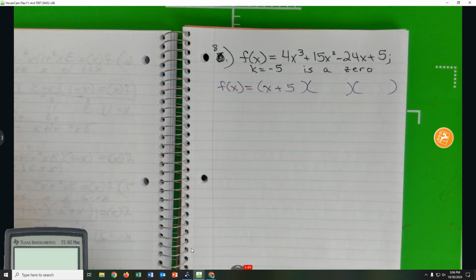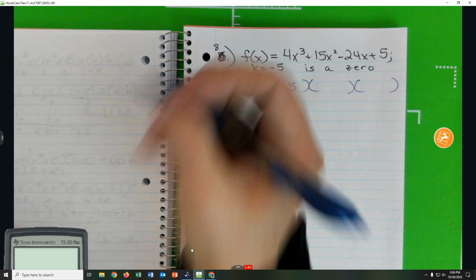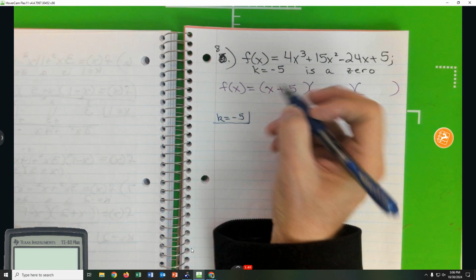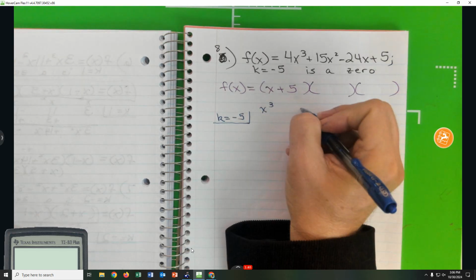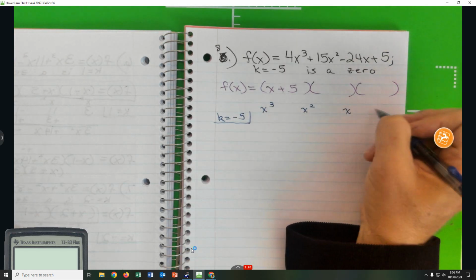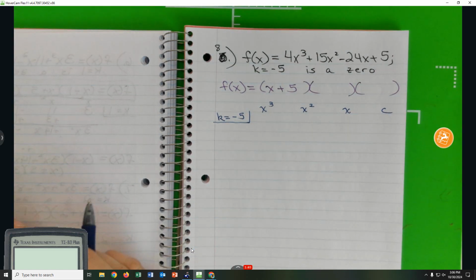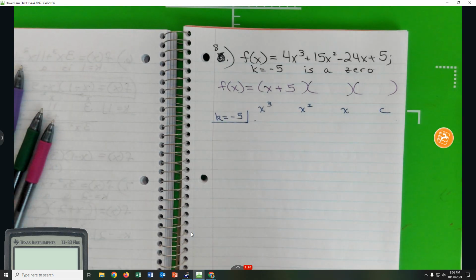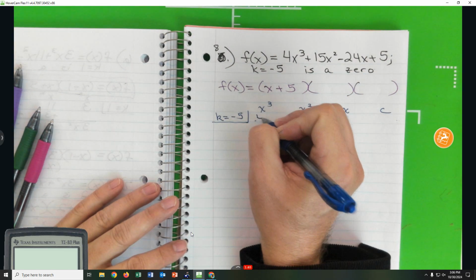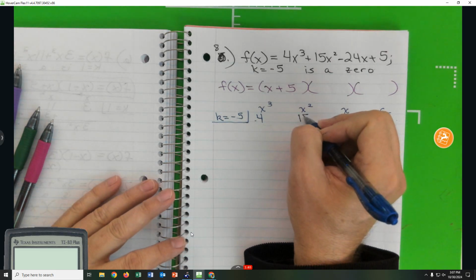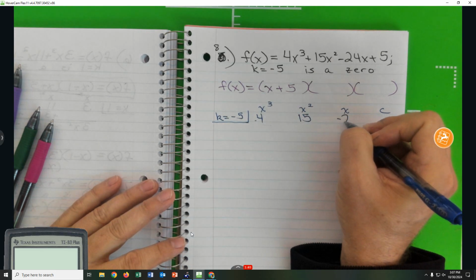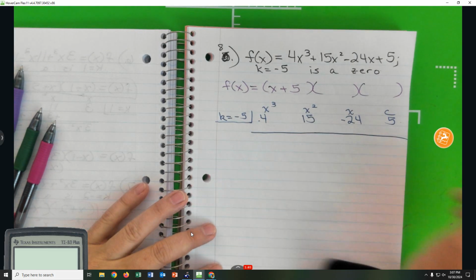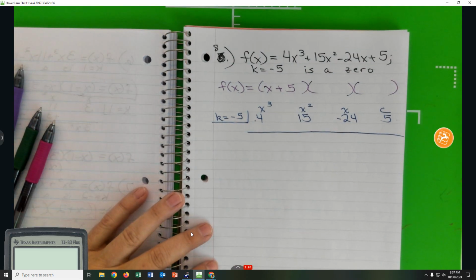Now we'll use synthetic division with our k value of negative 5. x cubed, x squared, x, constant. Call out the numbers going across the top here. And skip a line here.